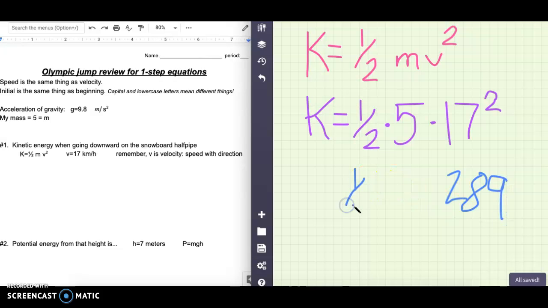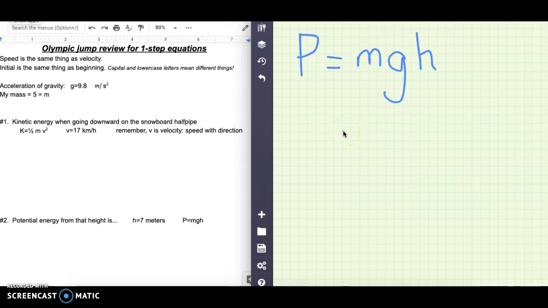So now we have 1/2 times 5 times 289. And what you want to do there is turn 1/2 into a decimal, then multiply by 5, then multiply by 289, and go ahead and put that answer into the Ed puzzle. All right, great. So that was question number 1.